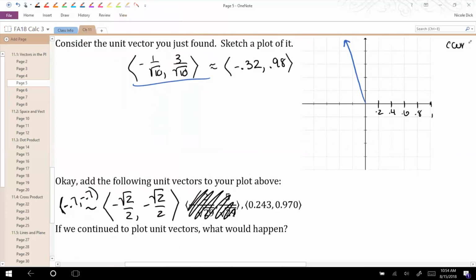All right, to put those guys on there, -0.7, about over here. If we graph this other one, 0.7 is somewhere over here, close to up there. And you might not really notice much at this point, but if we keep plotting more and more unit vectors, what do you think is going to happen?